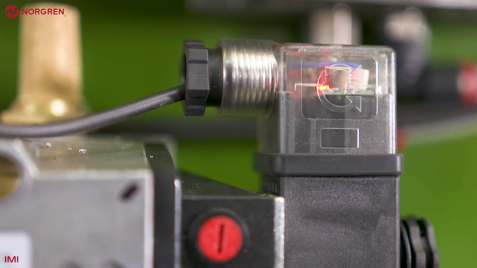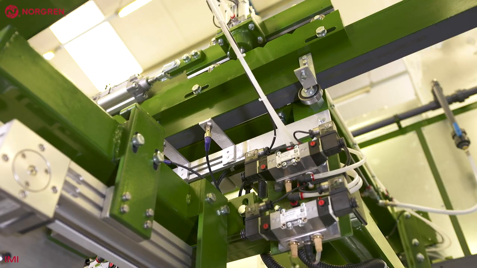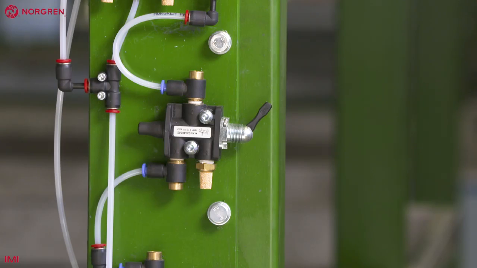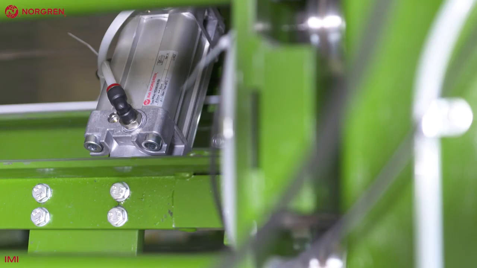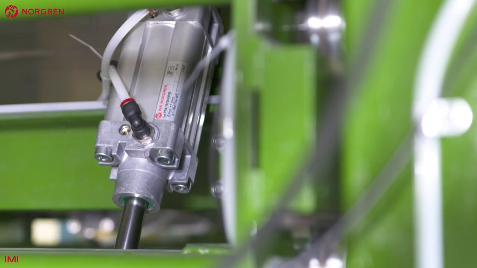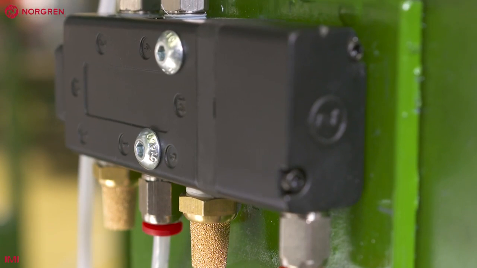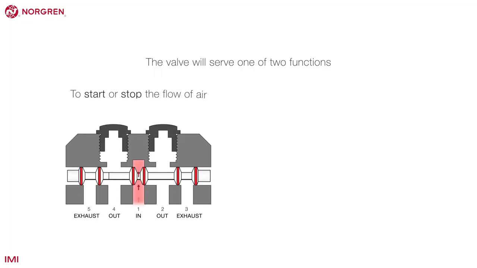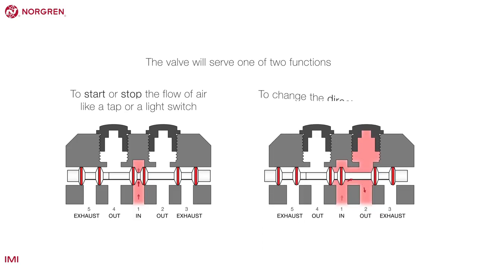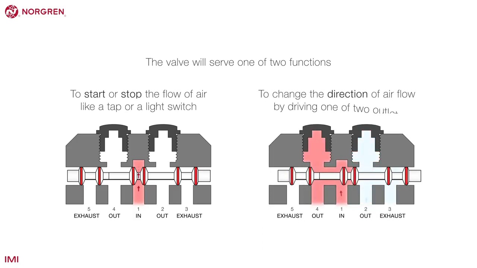What does a valve do? A valve blocks or diverts the flow of compressed air within a system. This is usually to either move a cylinder, air tool, or air motor directly, or to move a pilot that acts as a signal to activate another part of the system. In practice, that means the valve will serve one of two functions. The first is to start or stop the flow of air, like a tap or a light switch. The second is to change the direction of airflow by driving one of two outlets.